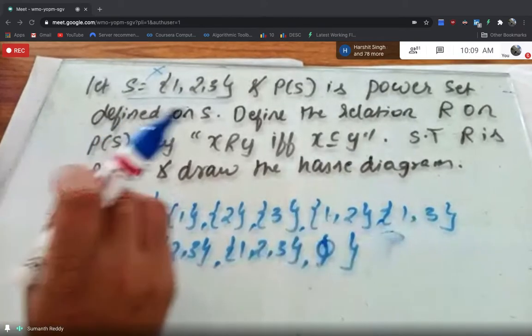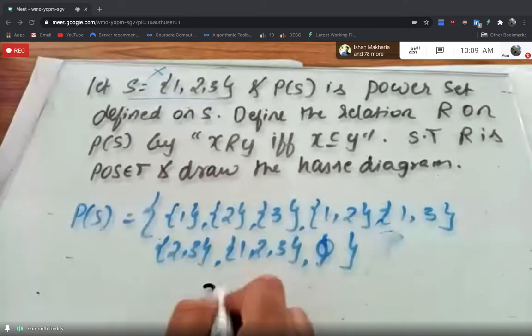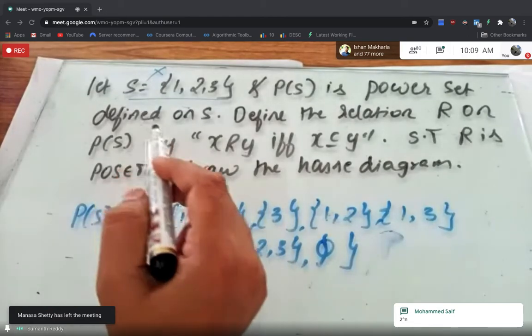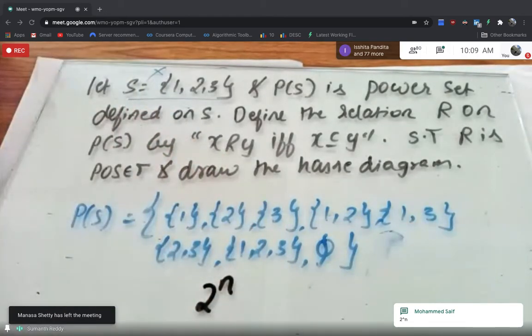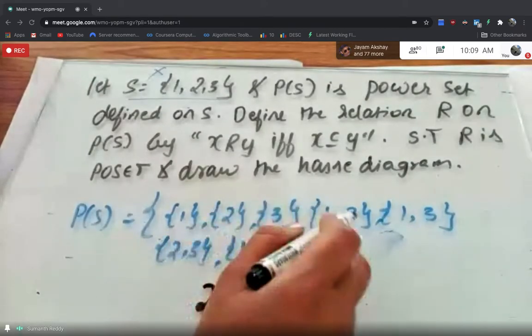And one more thing, in order to cross check, the total number of subsets in a power set will always be equal to 2 to the power of n, where n is the number of elements in the main set. So here the number of elements in the main set is 3. So it will be 2 power 3, that is equal to 8. Exactly, we got 8 subsets.